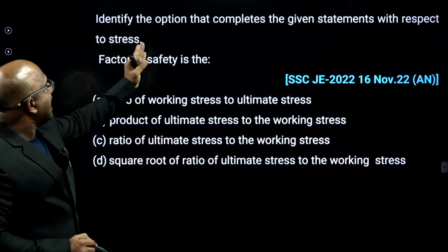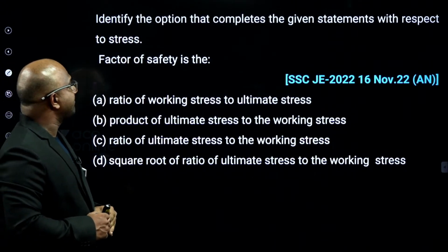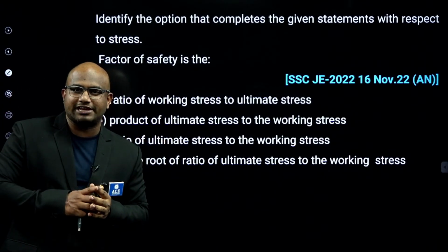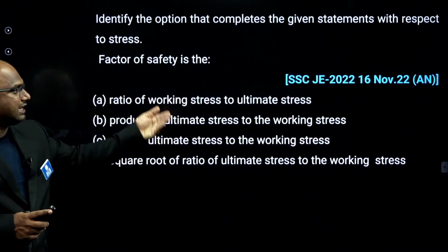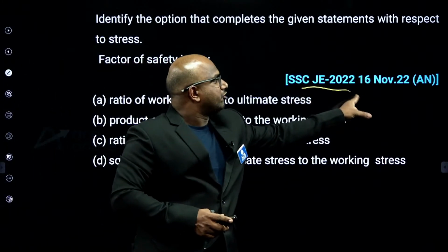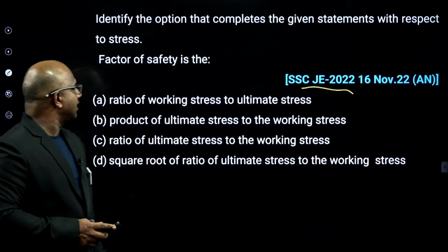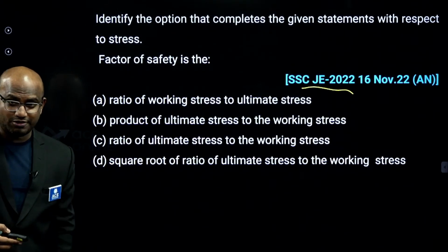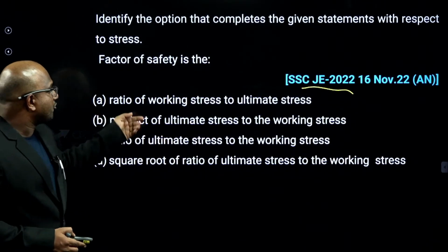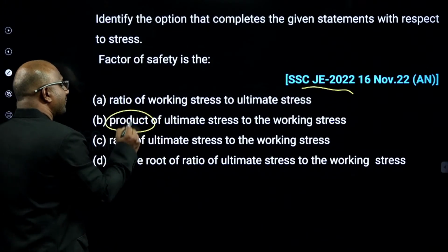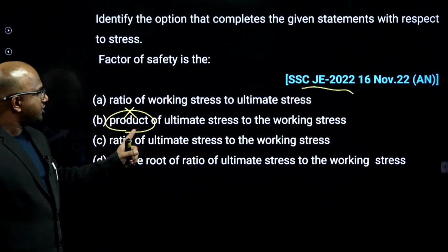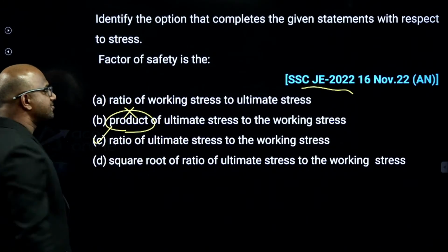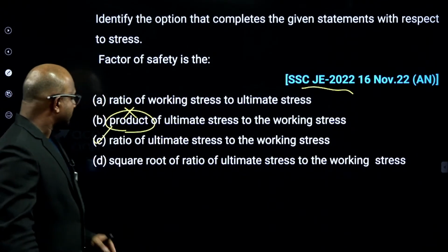Next, choose the option that completes the given statement with respect to the factor of safety. Based on the factor of safety, 4 to 5 times is given. I just mentioned 2 times to give clarity. You can see, in 2020 SSC, they gave this question, guys. Ratio of working stress to ultimate stress? No, that's just the definition. Product? No. The moment you hear product, it should be wrong. Ratio of ultimate stress to working stress. Yes, option C is the correct answer, guys.